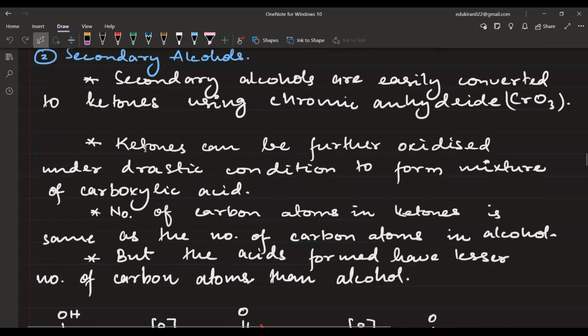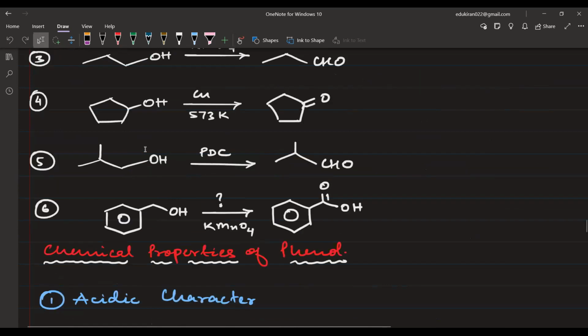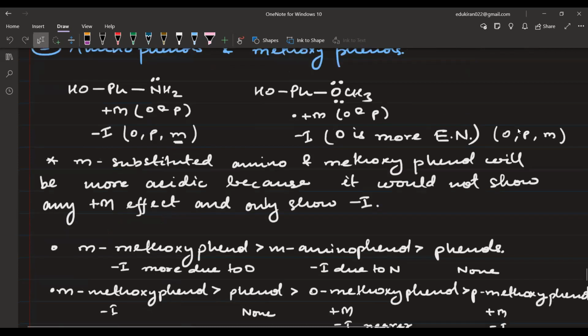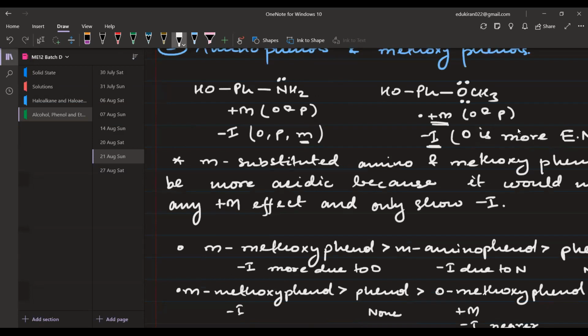Methoxy phenol. Okay, so see here, it is plus M at ortho and para, right? It is minus I at ortho, para and meta. ठीक है, तो meta में क्या हुआ? सिर्फ और सिर्फ minus I, nothing else.